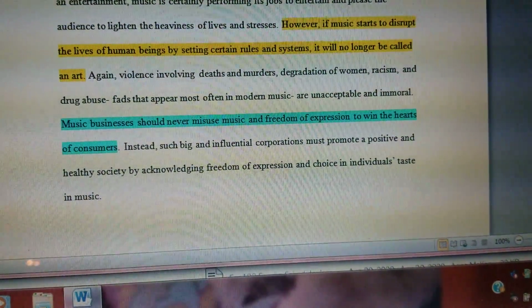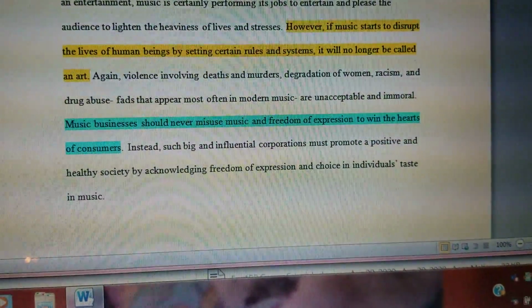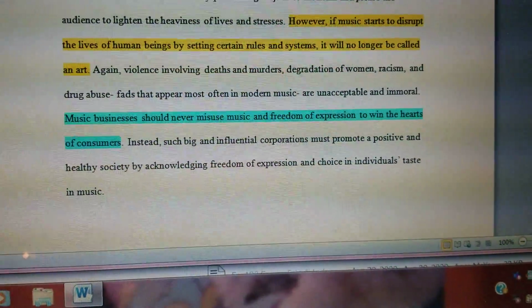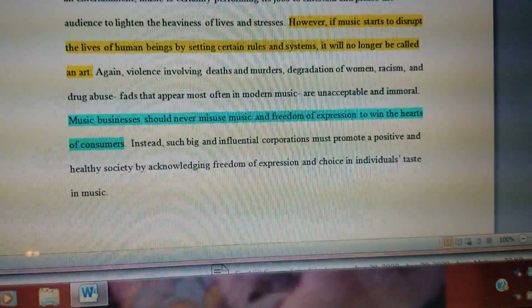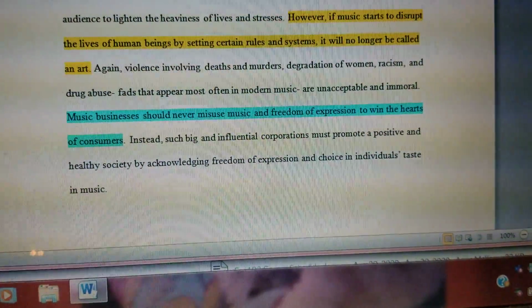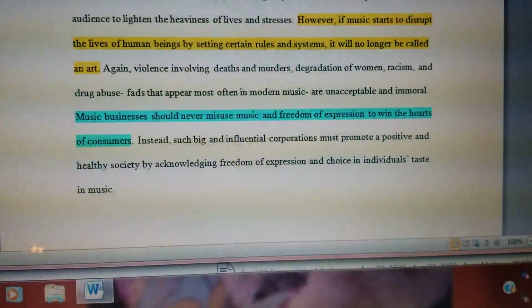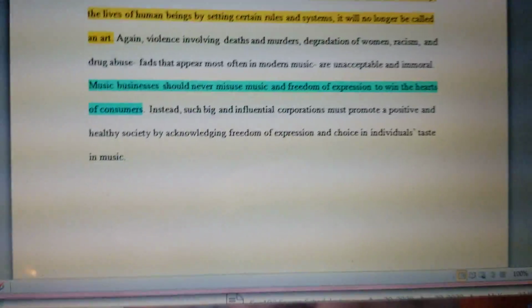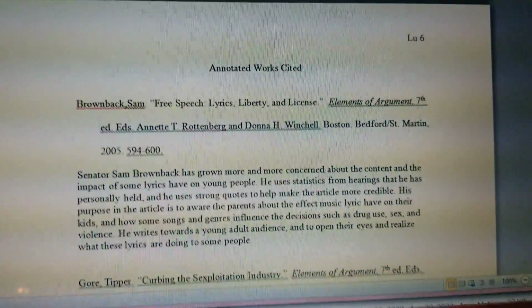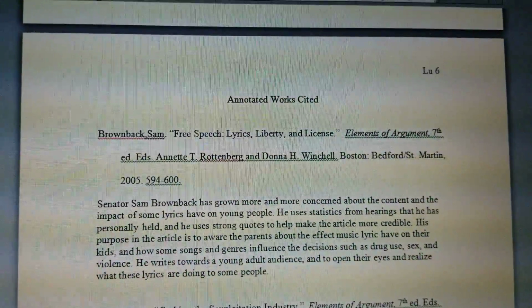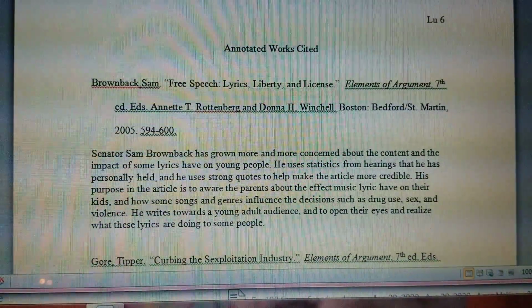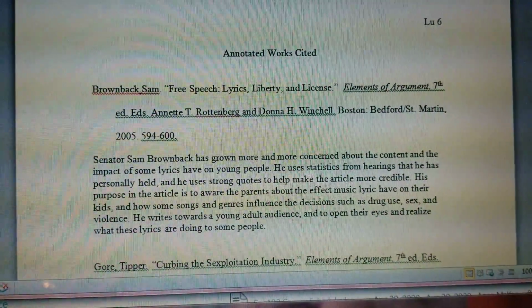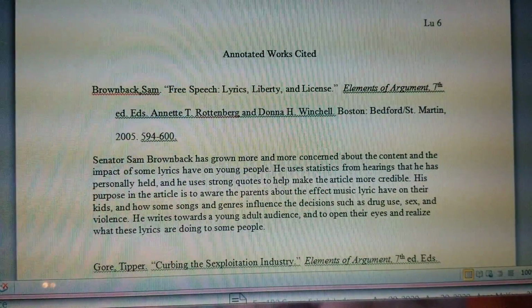Music businesses should never misuse music and freedom of expression to win the hearts of consumers. Instead, such big and influential corporations must promote a positive and healthy society by acknowledging freedom of expression and choice in individuals' taste in music. Now, whether you agree or disagree with her argument, she makes a very persuasive point. And remember, she is defending the value of the First Amendment, but in the same essay, she is also defending the rights as to what should be honored and positive in a society.